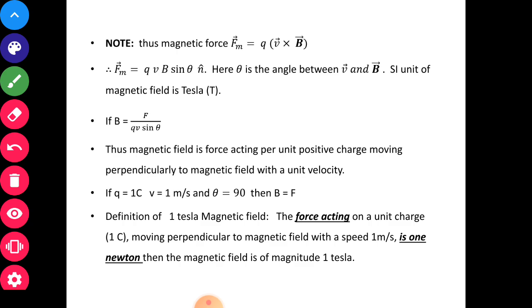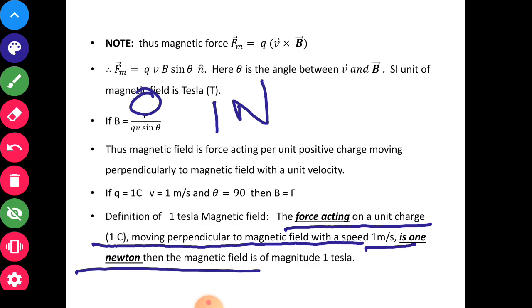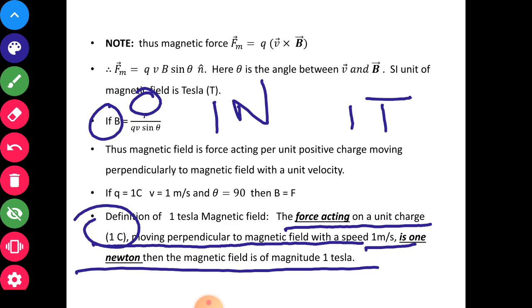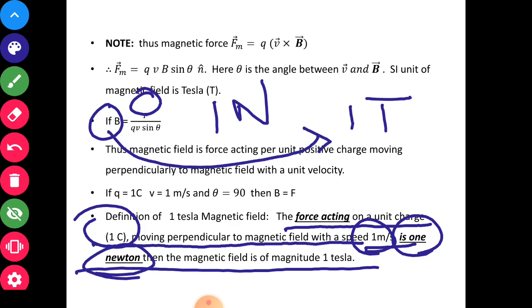So the definition of 1 Tesla you can also give. The force acting on unit charge, 1 coulomb, moving perpendicular to the magnetic field at a speed of 1 meter per second, if this force is 1 Newton, then the magnetic field is said to be 1 Tesla. So the intensity of the magnetic field is said to be 1 Tesla.